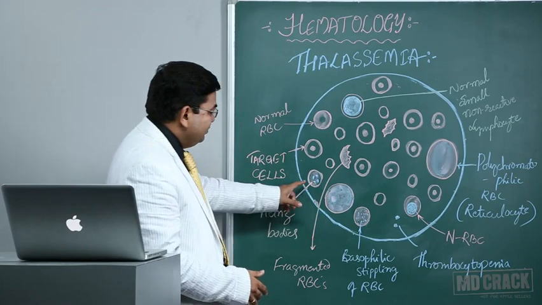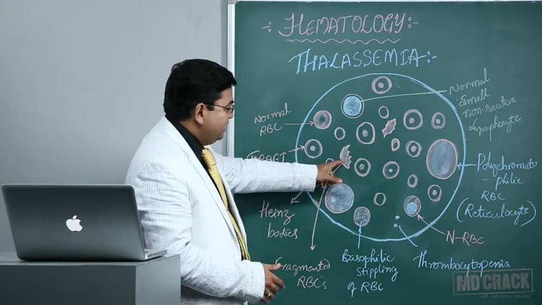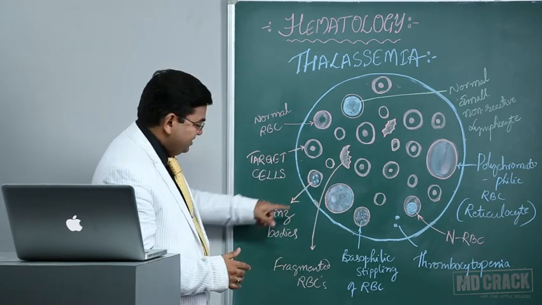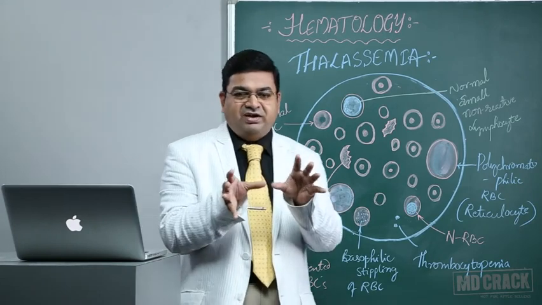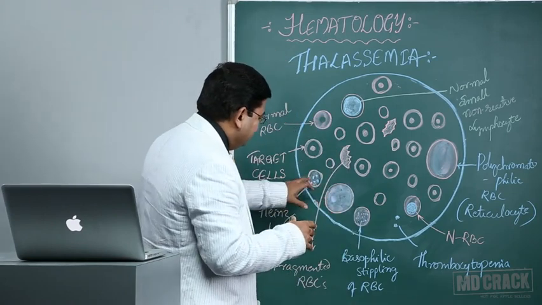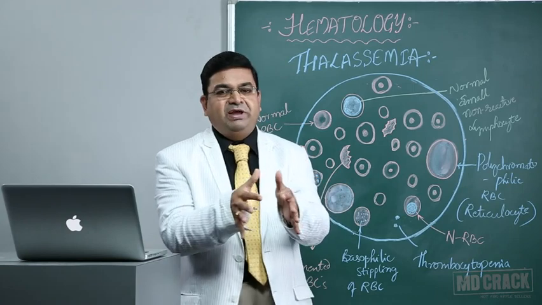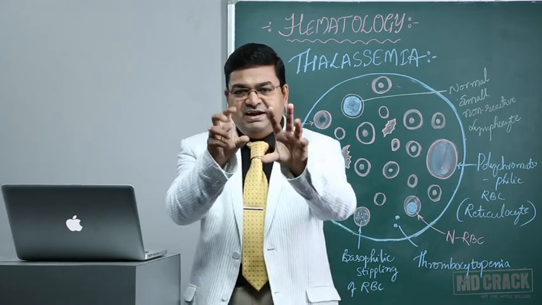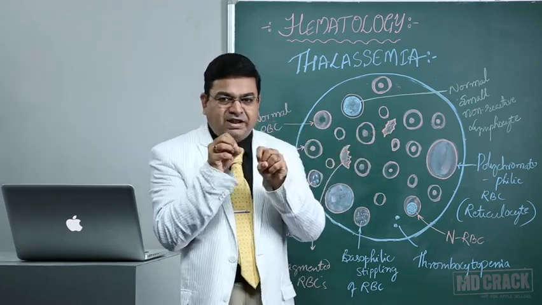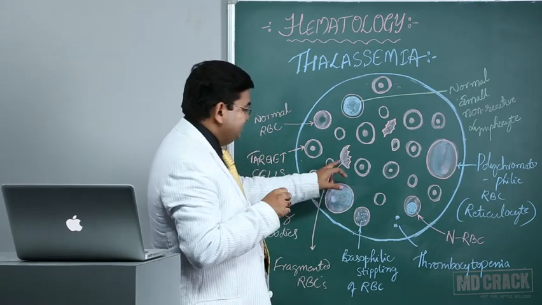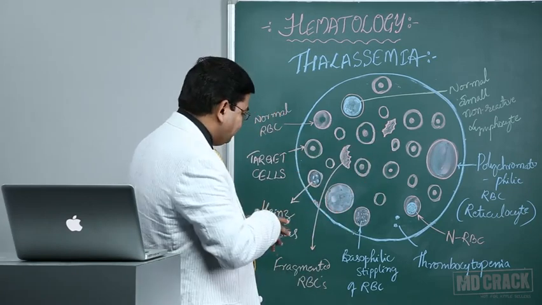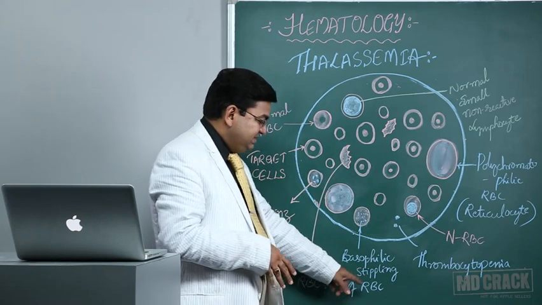Not only that, there are a good number of fragmented RBCs. Why do fragmented RBCs occur? Because there is formation of hinge bodies. Hinge bodies are nothing but remnants of nuclear material. Whenever RBCs containing hinge bodies enter the spleen, the spleen identifies those hinge bodies and eats them. That's why these RBCs appear bitten up. Fragmented RBCs are seen in good number in cases of hemolytic anemias, especially in the thalassemias. Also, one more important finding is basophilic stippling of the RBCs.